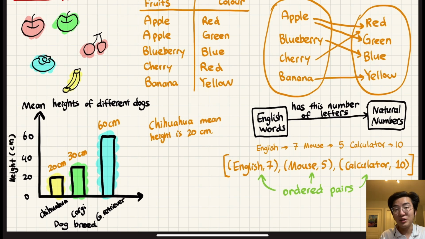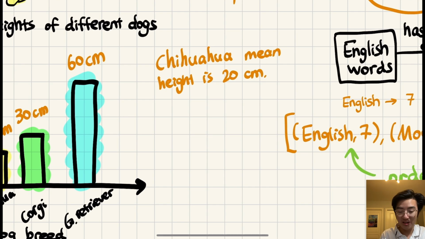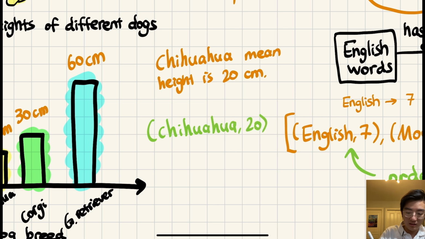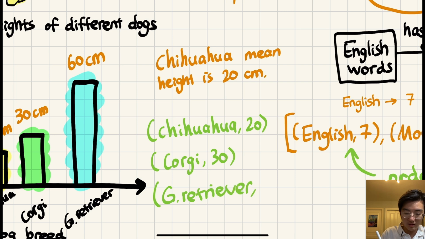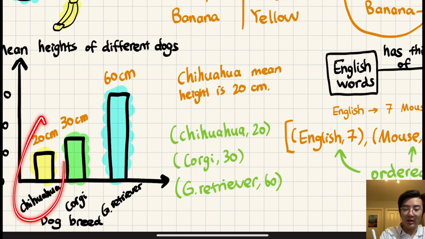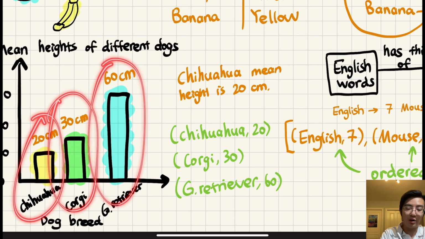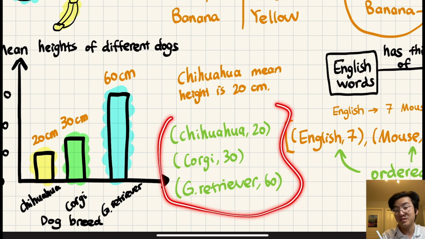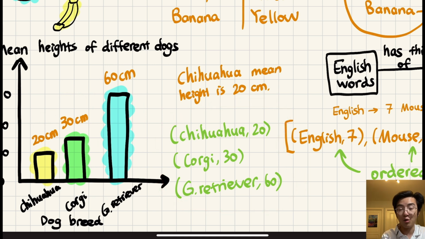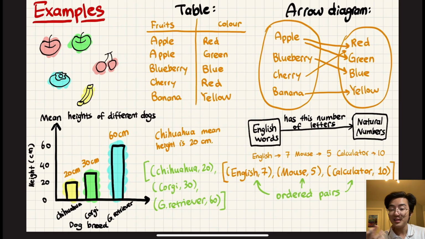So similarly, we can use the same ordered pairs for the dogs. With the dogs, we have Chihuahua, comma 20. We got Corgi, comma 30. And we got Golden Retrievers, comma 60. So again, we are just representing all those bar graph information in nice clean ways as ordered pairs. Oh, and of course, we close everything up with a big square bracket and separate them with commas. Alright, so that's pretty much it in terms of understanding relations.